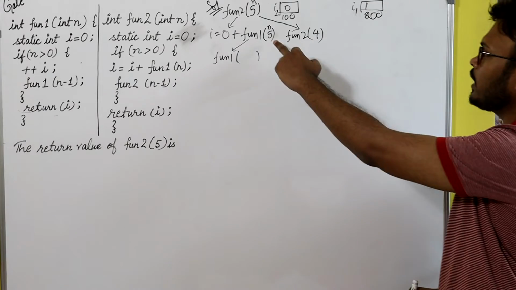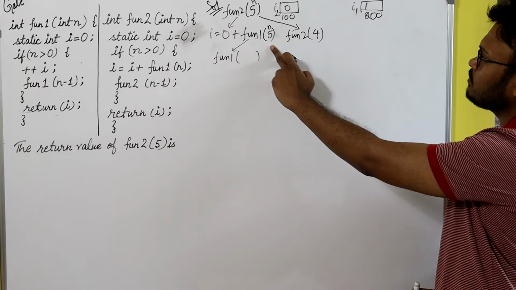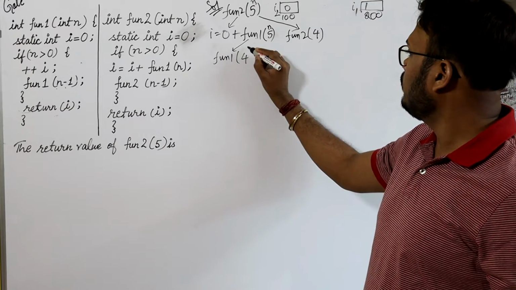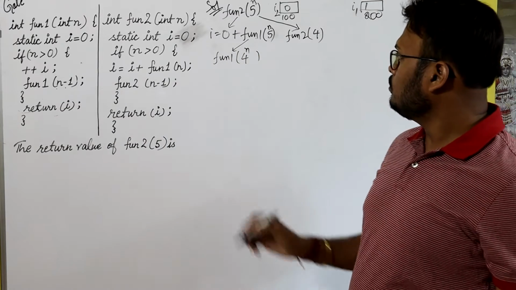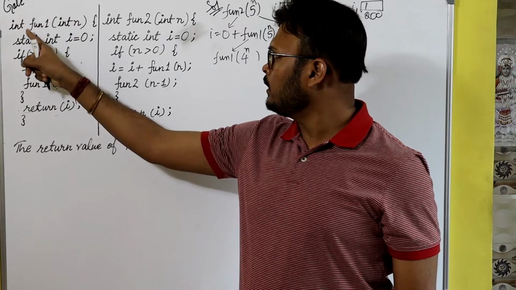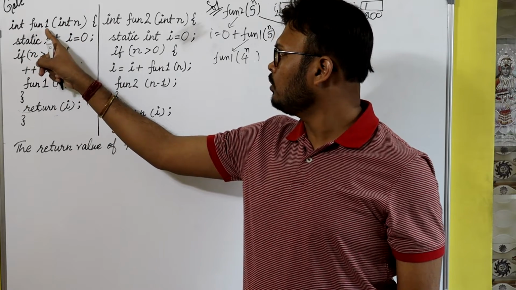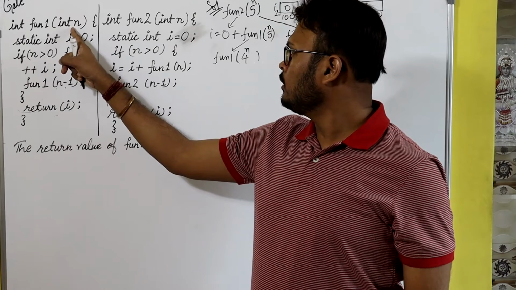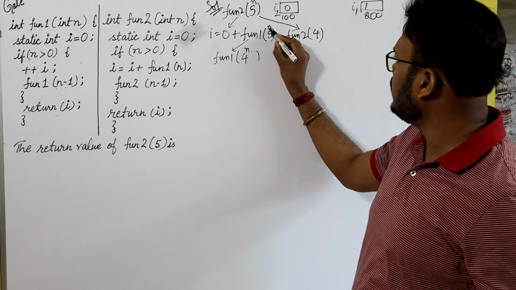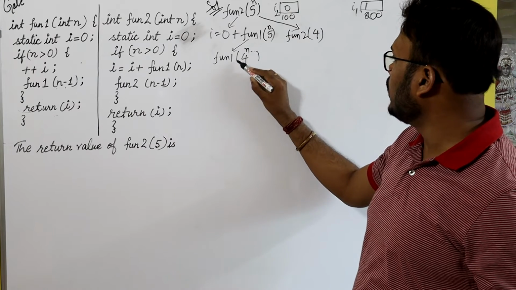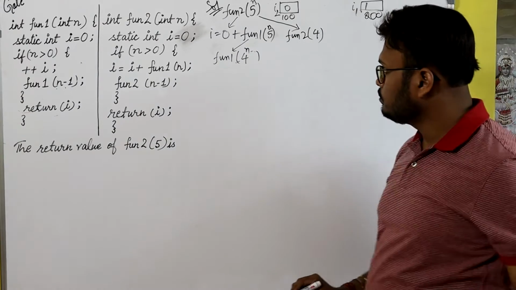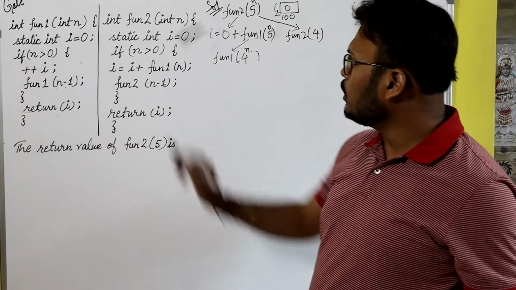What is the value of n? That is 5. So n minus 1 is 4. So again let's go to fun1, and the value of n is 4 here. And this n, this n and this n are different. This n is local to this function and this n is local to this function. Now static int I is equal to 0.